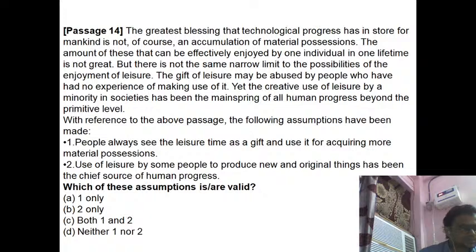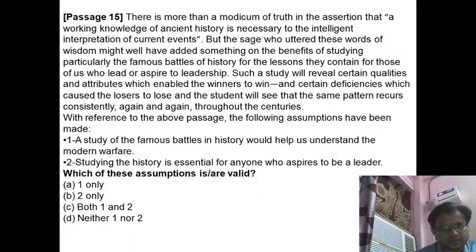So what do you guys say? I feel that all of you are going for the second answer only, the second assumption only. So the right answer choice you should mark over here is option B, two only. This should be the right answer choice. Now come to the next passage here.